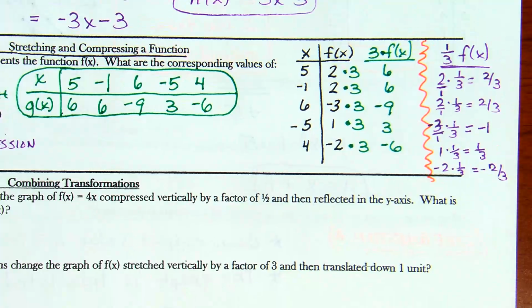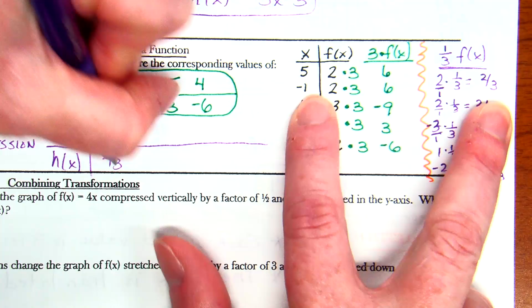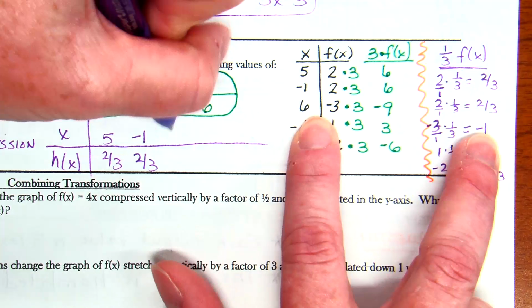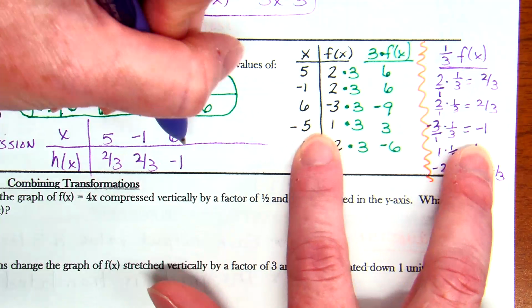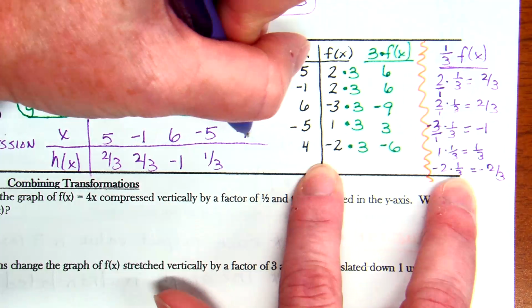So x and h of x. It was 5, 2. Now it's going to be 5, 2/3. Was negative 1, 2. Now it's going to be negative 1, 2/3. It was negative 3, 6. Negative 3, negative 1. Was negative 5, 1. Negative 5, 1/3. And it was 4, negative 2. 4, negative 2/3. Is your new chart of values. We will go over some of these bottom examples tomorrow if we need to, or we may just use homework examples. We will see how things go.